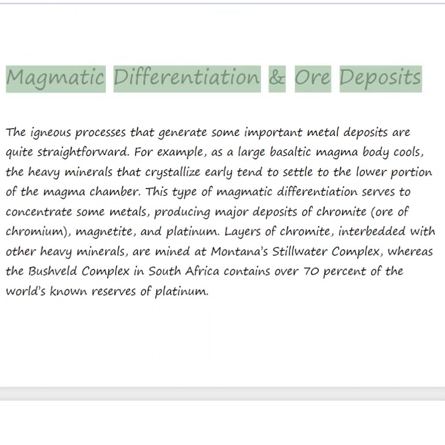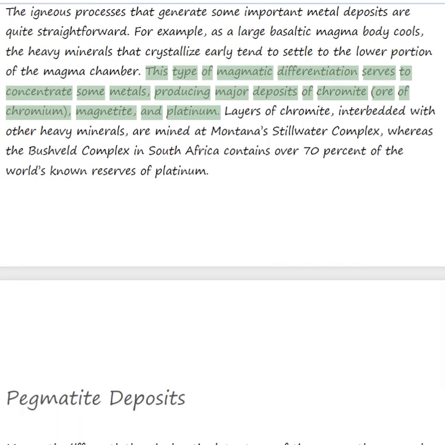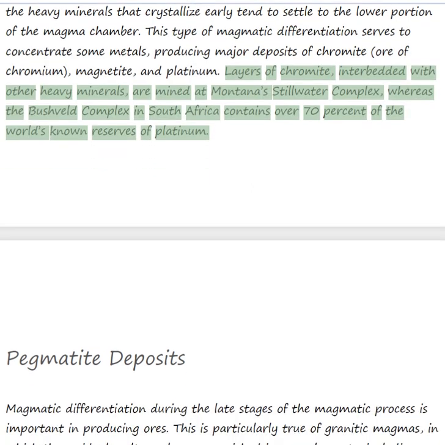Magmatic differentiation and deposits. The igneous processes that generate some important metal deposits are quite straightforward. For example, as a large basaltic magma body cools, the heavy minerals that crystallize early tend to settle to the lower portion of the magma chamber. This type of magmatic differentiation serves to concentrate some metals, producing major deposits of chromite, magnetite, and platinum. Layers of chromite, interbedded with other heavy minerals, are mined at Montana's Stillwater Complex, whereas the Bushveld Complex in South Africa contains over 70% of the world's known reserves of platinum.